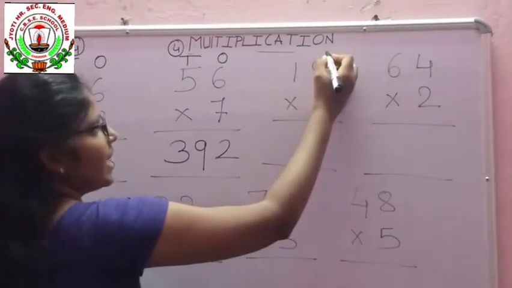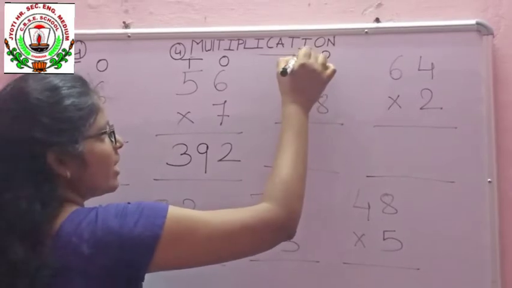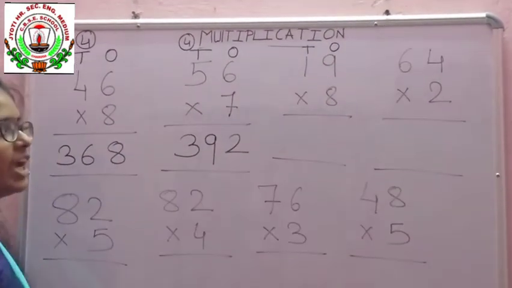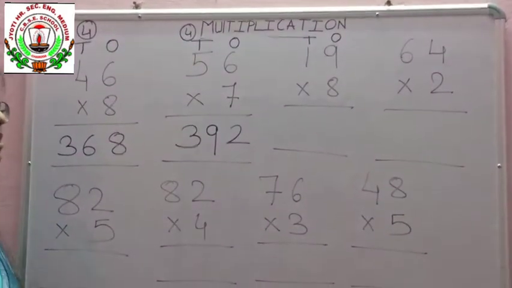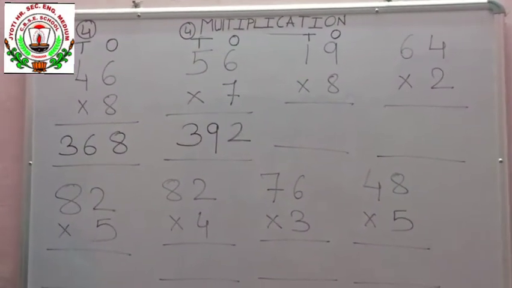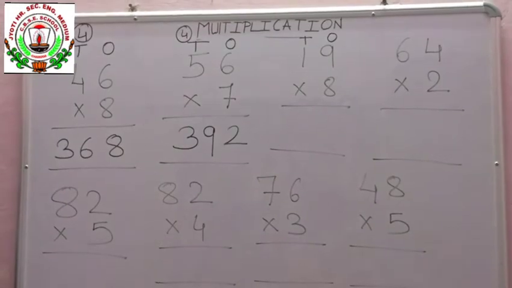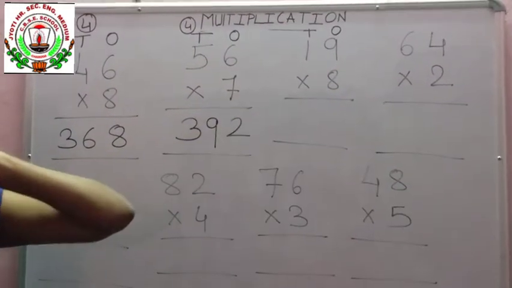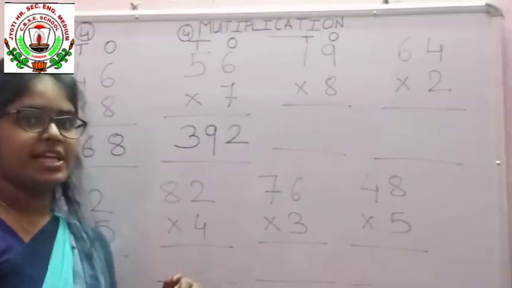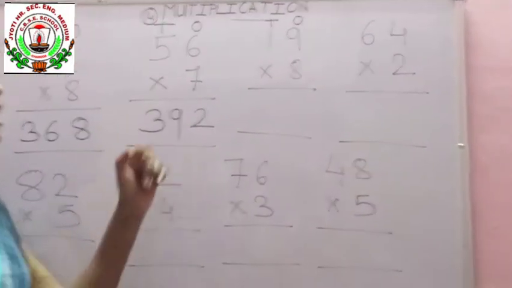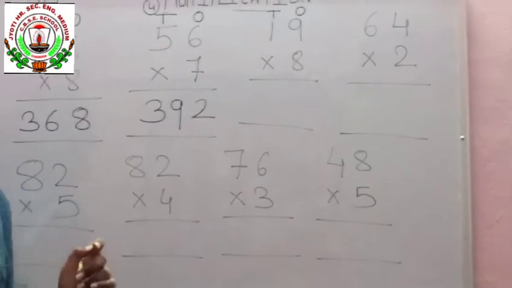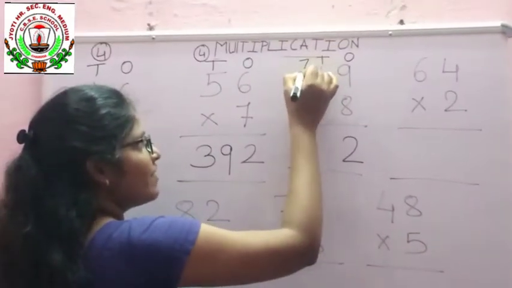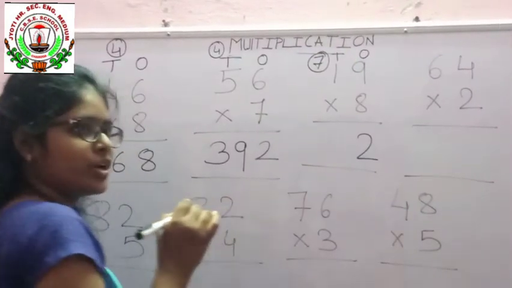Next question, that is 19 into 8. So 9 is at ones place, 1 is at tens place. So 8 nines are: 8 ones are 8, 8 twos are 16, 8 threes are 24, 8 fours are 32, 8 fives are 40, 8 sixes are 48, 8 sevens are 56, 8 eights are 64, 8 nines are 72. So we write 2 here and 7 will be carryover.